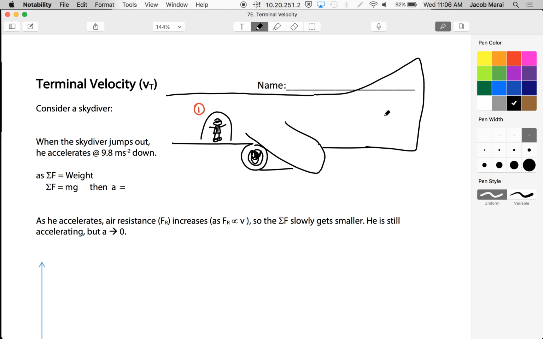Oh, I stuffed it up. I was never good at drawing planes. I don't think anyone's good at drawing planes. There we go. It's like a predator drone.